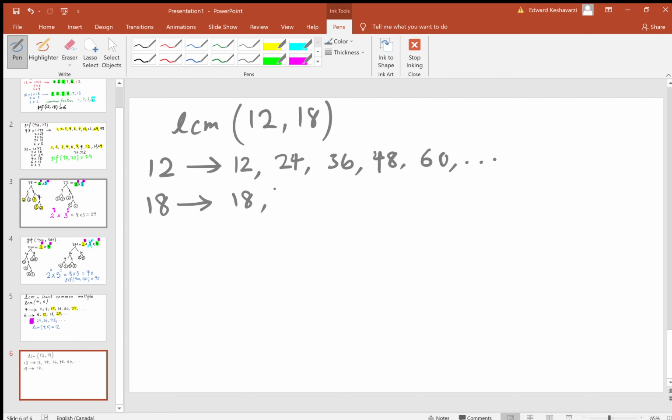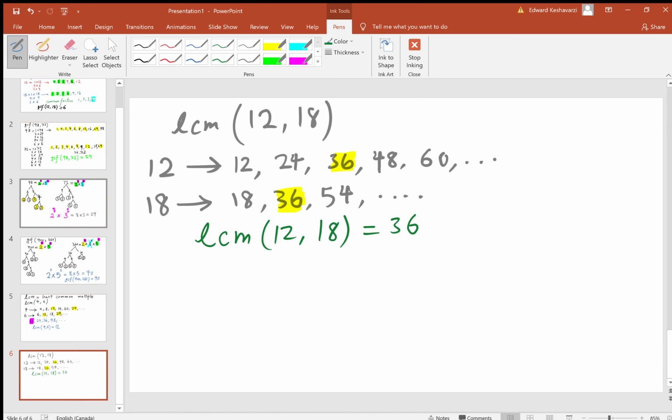18 times 2 is 36, 18 times 3 is 54, and so on. So here 36 is the least common multiple, but the other multiples also go up by 36, but I'm not going to write more of them because it's cumbersome. So LCM of 12 and 18 equals 36.